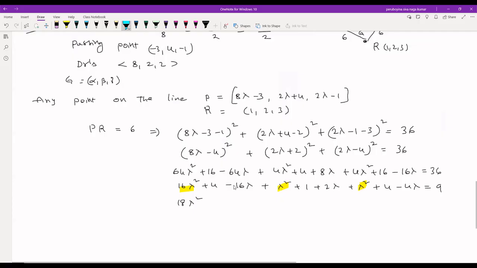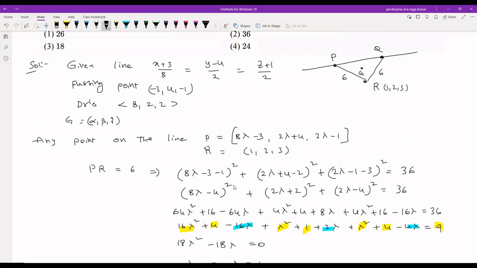And if you see the lambda values, minus 16 plus minus 16 minus 4 minus 20 plus 2 minus 18, minus 18 lambda. If you see the constants, 4 plus 1, 5. 5 plus 4, 9. 9, 9 got cancelled. So of course it is 0. So therefore you can see lambda is equal to 0 or lambda is equal to 1. So that means if you substitute 0, we will have 1 point.